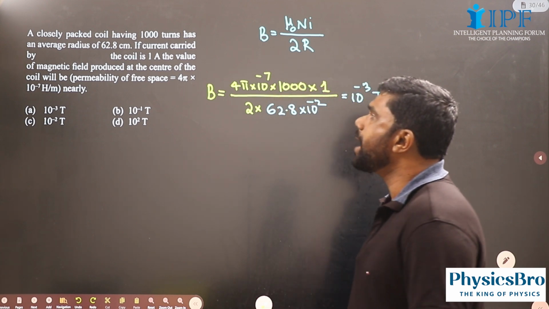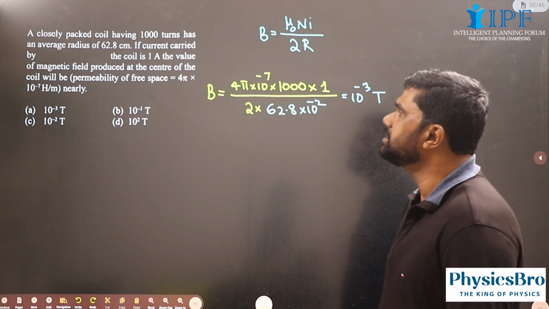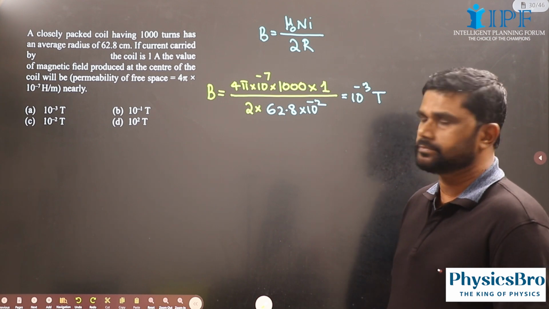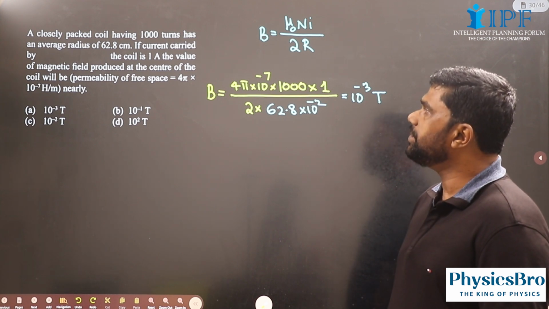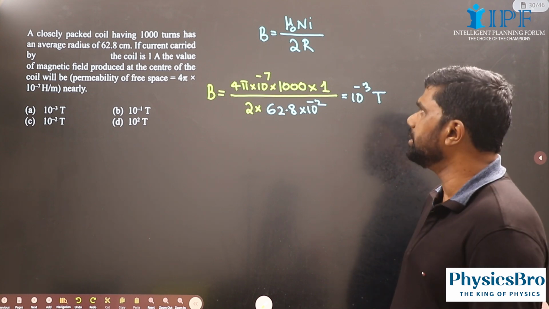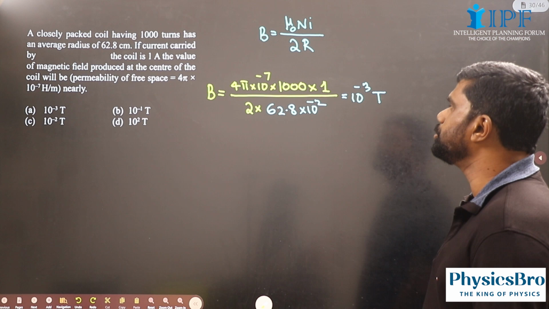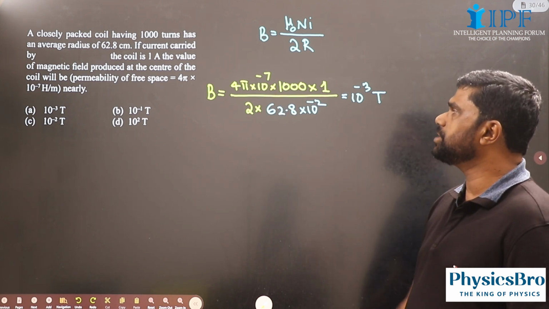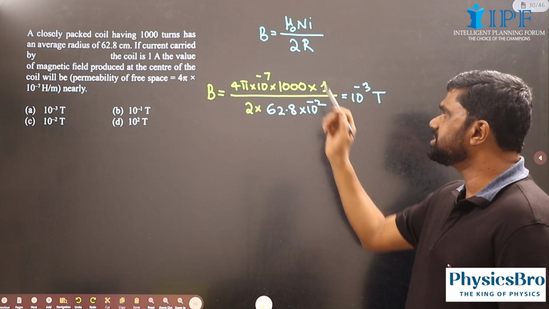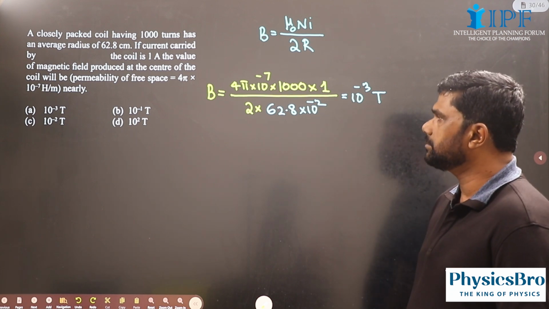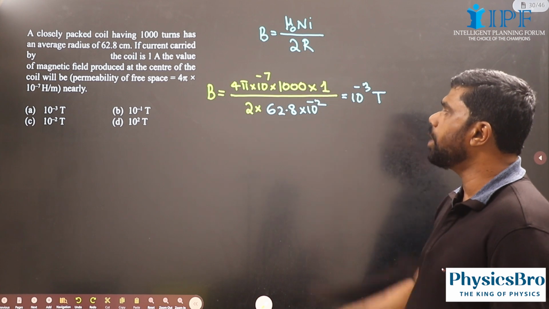A closely packed coil having 1000 turns has an average radius of 62.8 centimeter. If the current carried by the coil is 1 ampere, the value of the magnetic field produced at the center of the coil will be B equal to mu 0 N I by 2R, if there are N turns. Mu 0 is 4 pi into 10 raised to minus 7 and the number of turns is 1000. Okay, the current will be 1 ampere and in the denominator we have 2R.